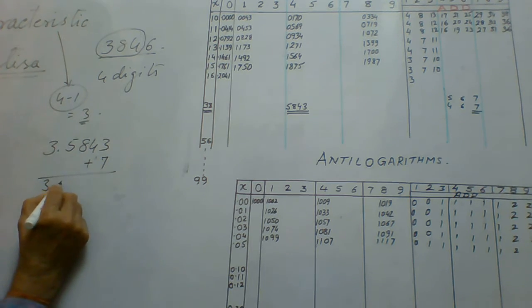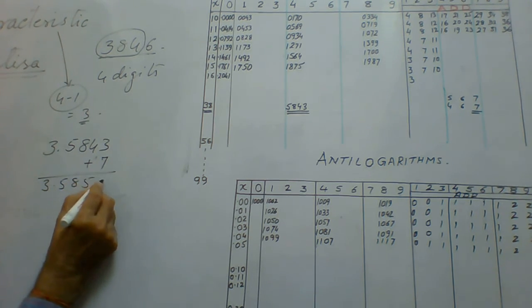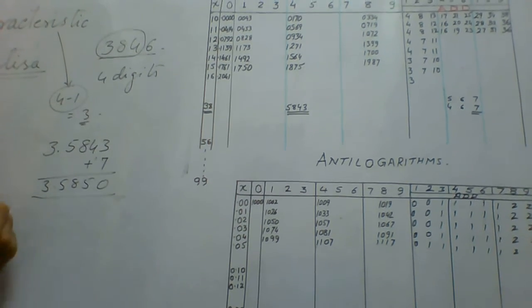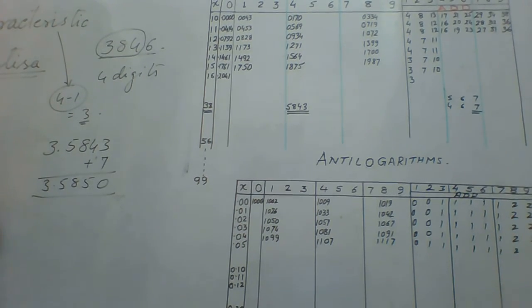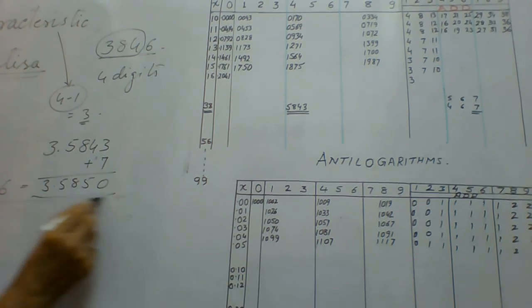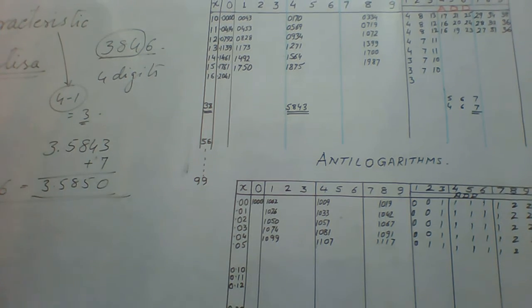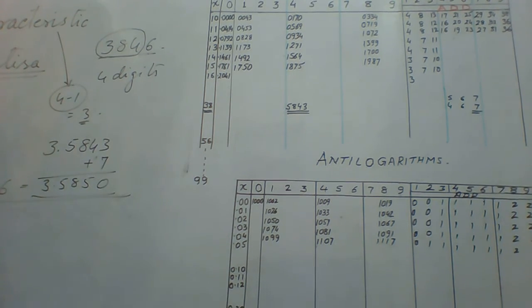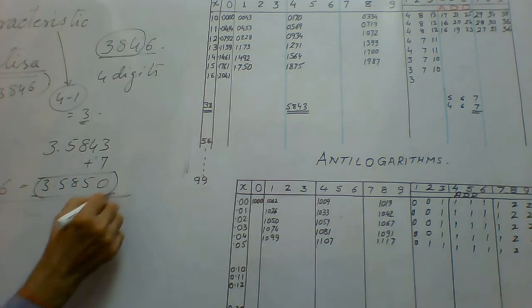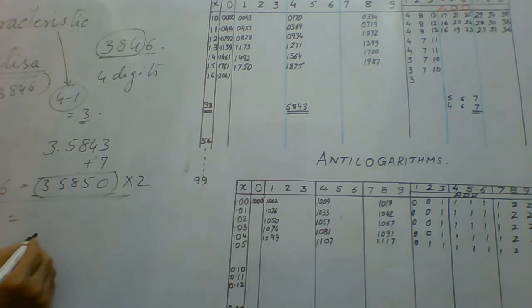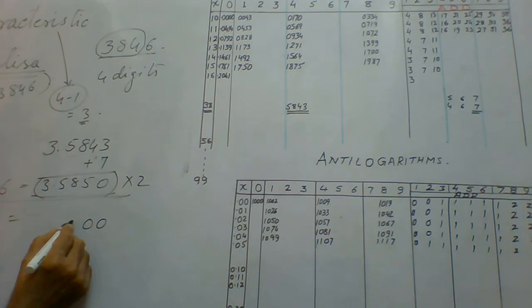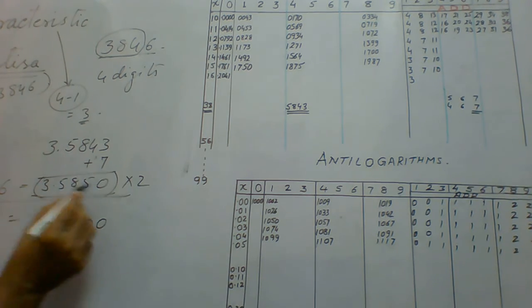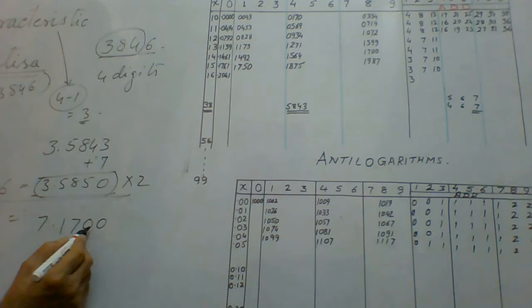So my value is 3.5850. This is the log value of 3846. This is how we read the log table. And if it is to be doubled, because I showed 3846 into 3846, that means I have to do 2 times of this. So multiply this whole thing by 2 and you get some value, which is 7.1700.